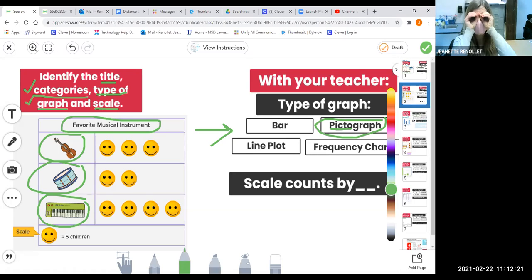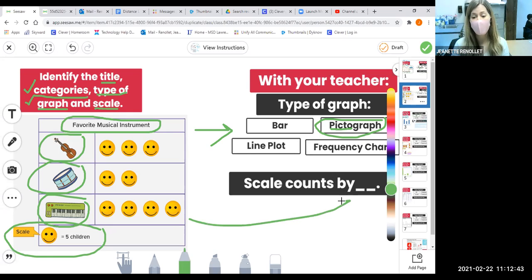Look on the graph. Do you see a key? Do you see a scale that helps us know what we're counting by? I do. I see at the bottom, it even says scale. Our scale tells us that each smiley face is equal to 5 children. So on the right, I can record the scale for this example counts by 5. In order to read this graph, you have to count by 5s. So for example, how many children chose the drum as their favorite instrument? We can count by 5s to figure that out. 5 students said drums, 5 more students said drums. Altogether, 10 students said the drum is their favorite instrument.